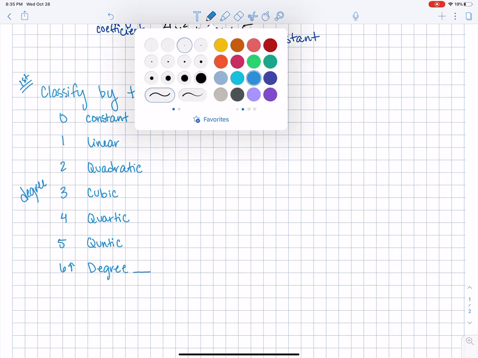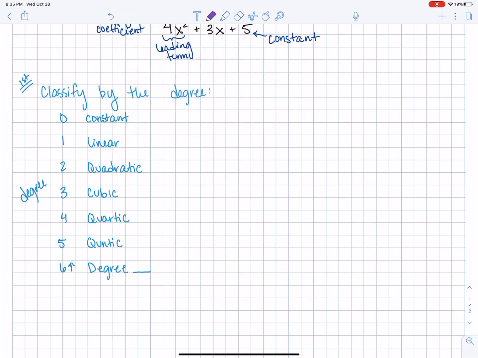Now, the second thing is that you need to classify it by the number of terms. So if it has one term, it's what we call a monomial. Right? Mono means one. One term, monomial. If it has 2 terms, we call it a binomial.